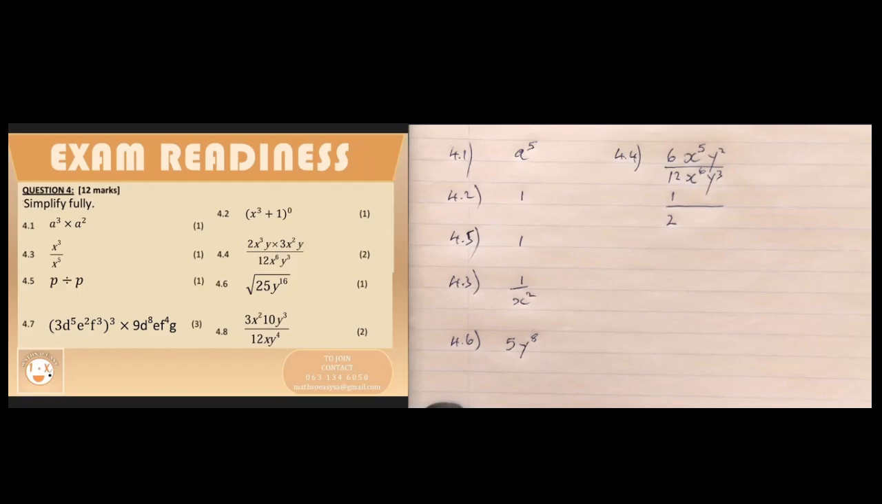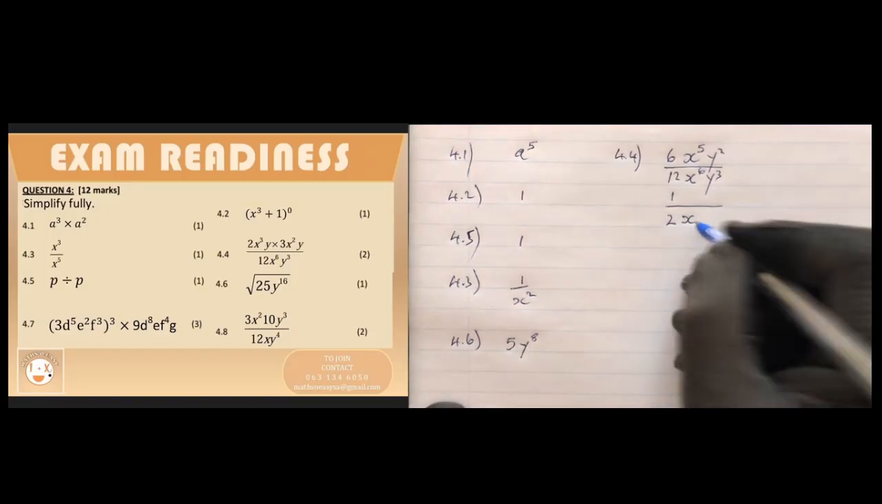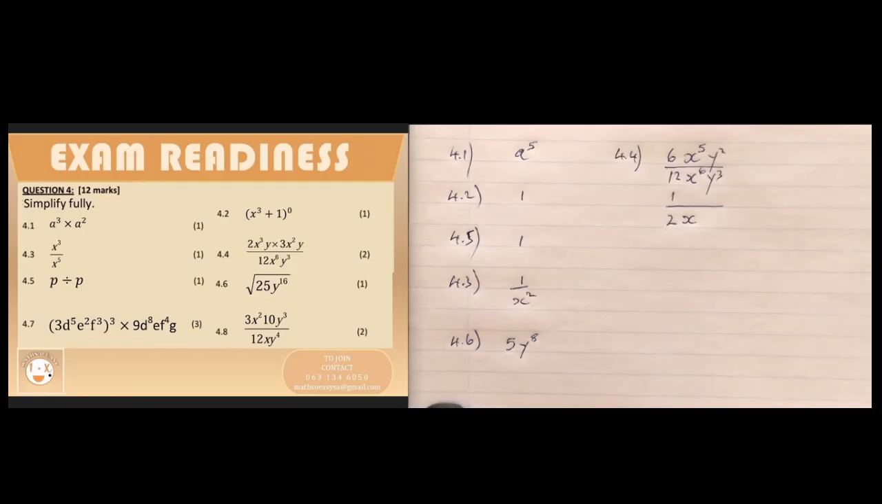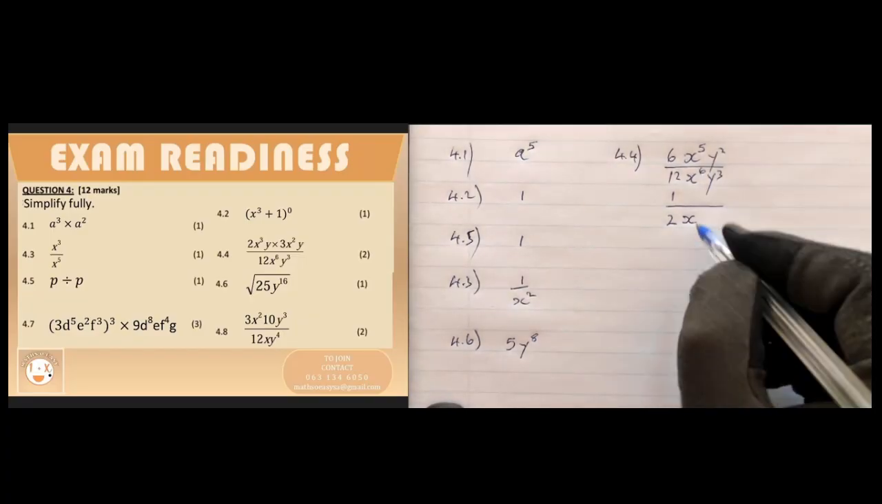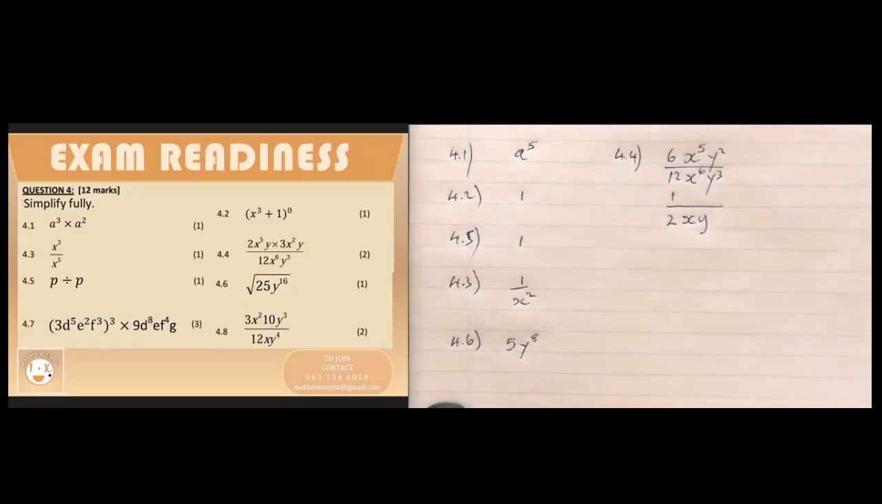Then I say, what about my x's? There's 5 on top and there's 6 at the bottom. It means I'll be left with 1 x at the bottom. Then you look at the y's. There are 2 y's on top and 3 at the bottom. It means I have this. Then you are done. 2 marks. Then you say, no, I'm sharp like that.